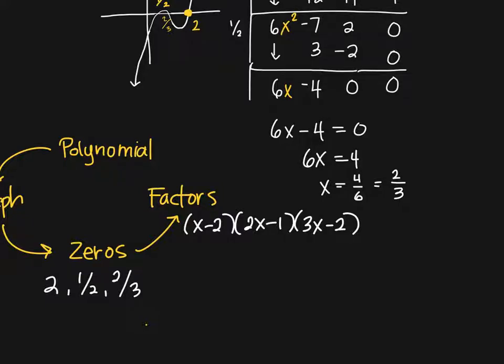And if I wanted to get all the way back to the beginning and finish my cycle, how would I go from factors back to the polynomial? Superfoil. And if I superfoil, I should be back to the beginning again. Okay, we're not going to do that right now, but we could imagine that we did. All right, let's try another one.